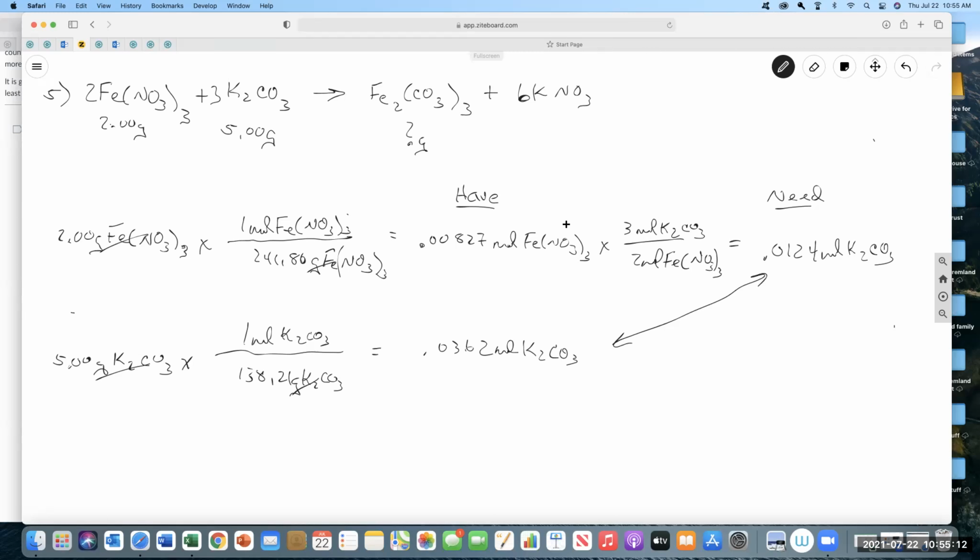So I compare these to each other. All right, so if I'm going to use up all of the Fe, all of the iron, I'm going to need this much potassium carbonate. Then I compare how much potassium carbonate I have to how much I need. And you see, since I have more than I need, this is my excess. This is not my limiting reactant because I have more than I need. I have 36, I need 12. That means this is my limiting reactant.